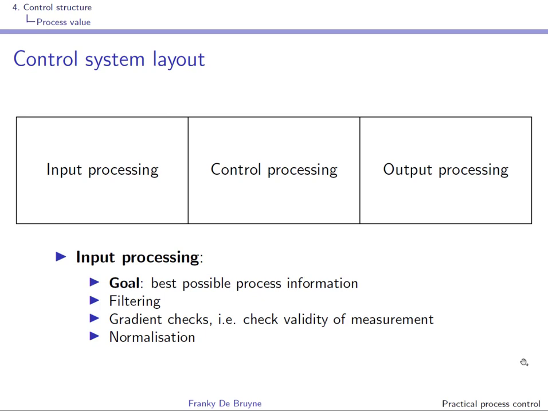As said before, input processing is the processing of the input of the controller, that is PV, and the control error SP minus PV. The processing includes filtering, checking of the validity of the measurement using a gradient check that we have, for instance, presented before, and normalization, that is to go from a PV in units to a PV that is normalized as a percentage of the measurement range.